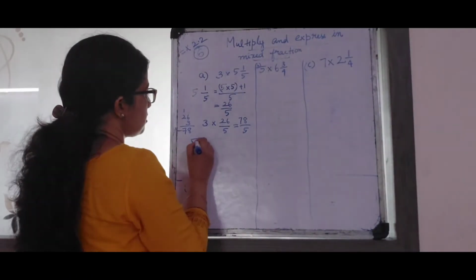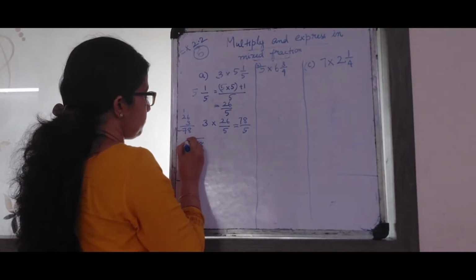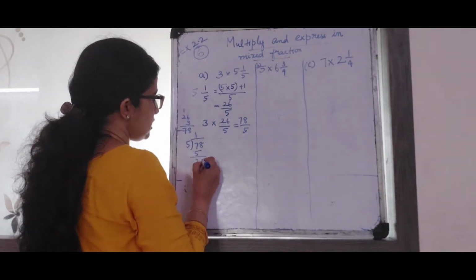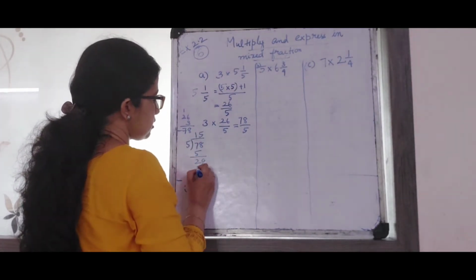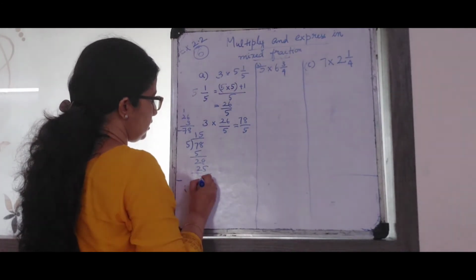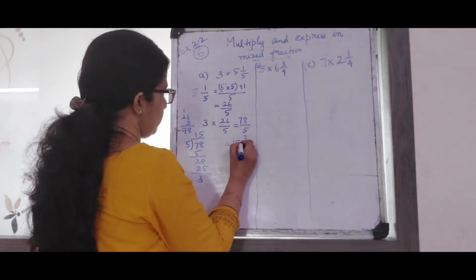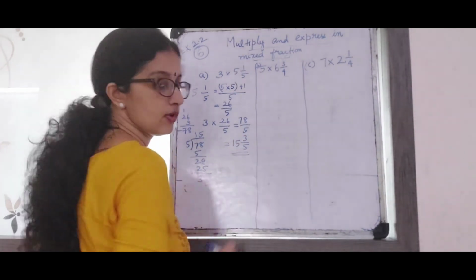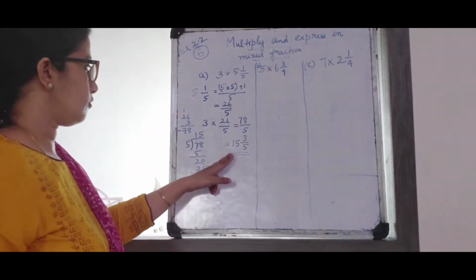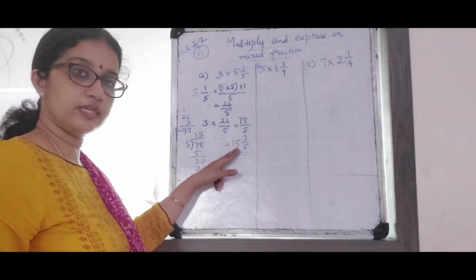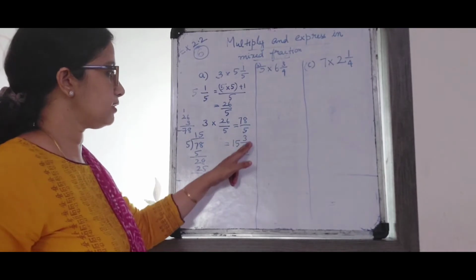So how to do it? 78 by 5. 1 5 is 5, 2 is 28, 5 5s are 25, 3. So what is the answer? 15 3 by 5 is the answer. So 78 by 5, if we convert it into mixed fraction, we will get 15 3 by 5.